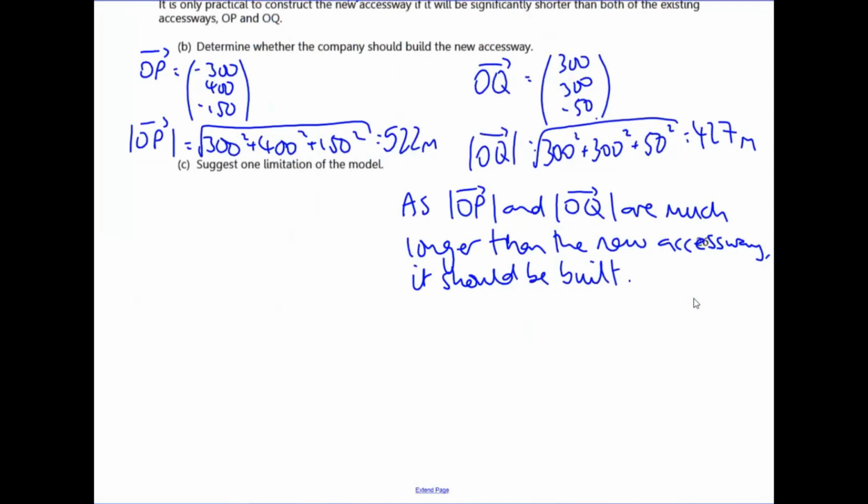Limitations of the model: tunnels might not be exactly straight, the mountainside will not be exactly flat, you can't model it by the equation of the plane. You don't know if you actually can dig this new access way, depending on what obstacles are in the way and stuff. All that kind of stuff would be fine for limitations of the model, and there'll be other things that you can say as well that I haven't said.